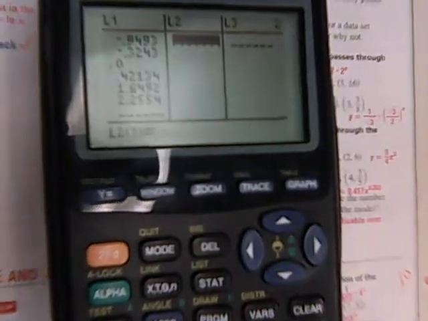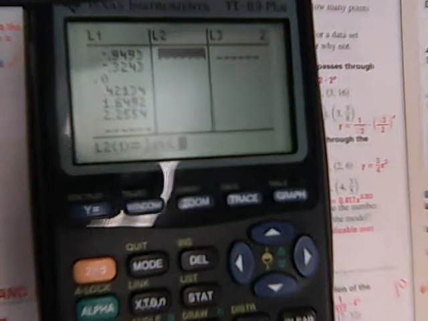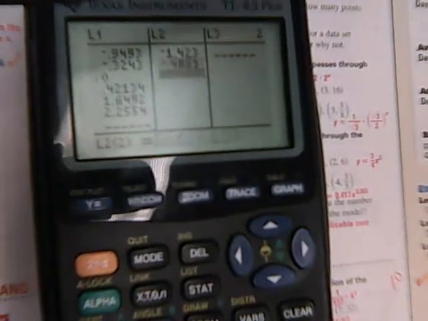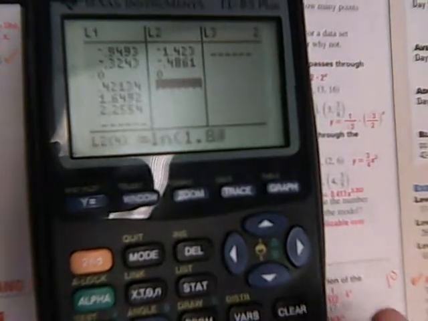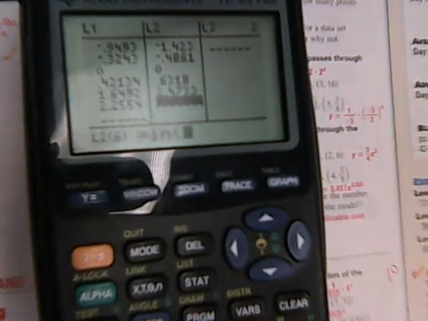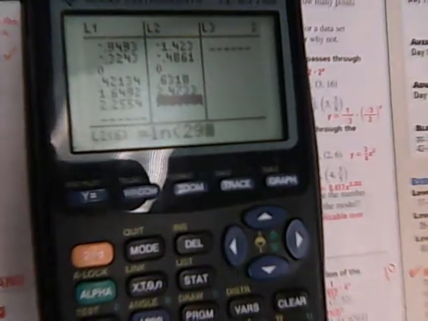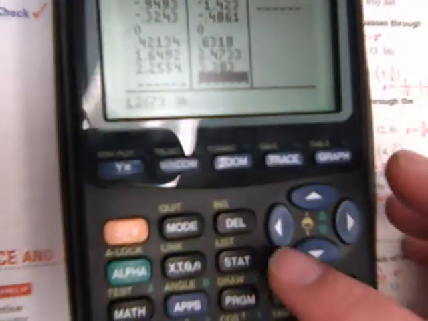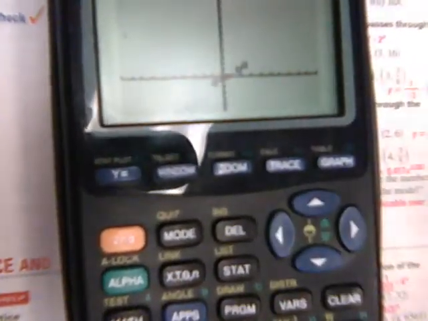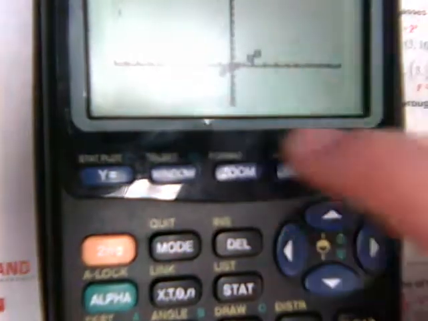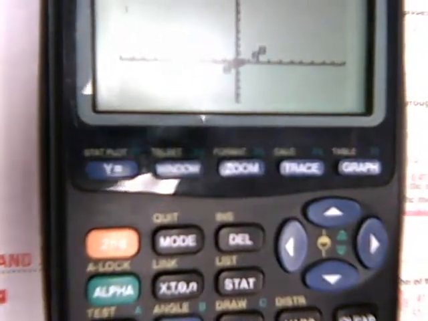Okay, sorry, I thought I typed that in wrong. Now I'm going to do all my y's. Natural log of 0.241, natural log of 0.615, okay, and I have to prove that this is linear. So I'm going to go to graph, because our stat plot should still be on. And you can see it's smaller than my last one, but definitely looks like a line, okay? Doesn't look like a curve, doesn't look like a parabola, okay?